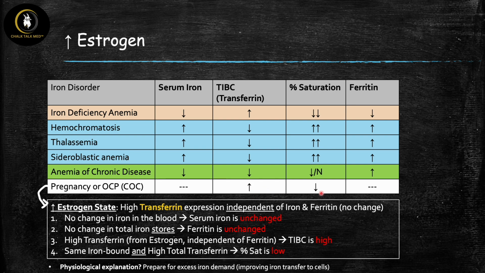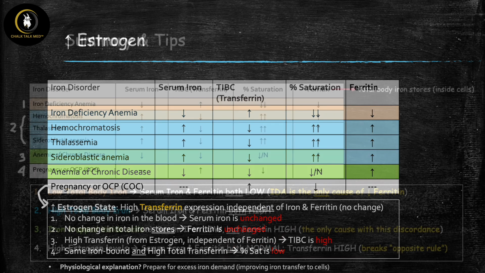And the last thing to recognize is the percent saturation, and that should be very easy for you to calculate. The total amount of the saturated transferrin did not change because you didn't have any more iron, but your denominator went up because now you have more transferrin capacity, therefore the percent saturation is going to go down. So the key iron studies finding in pregnancy or oral contraceptives is no change in iron and no change in ferritin, with an increase in TIBC and a decrease in saturation, and this is the final piece of the iron studies that you need to take away.